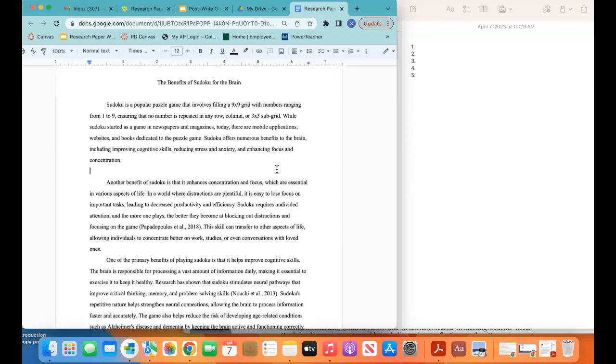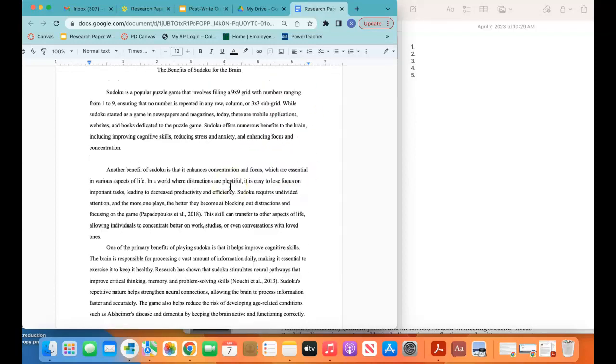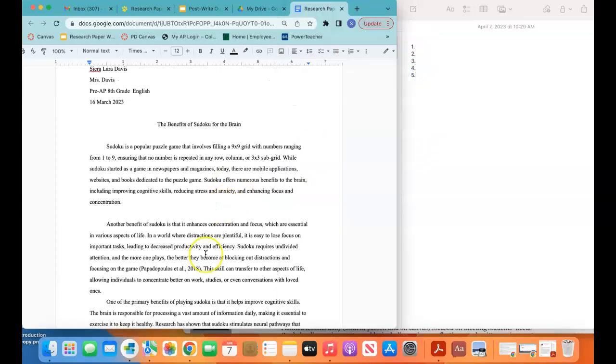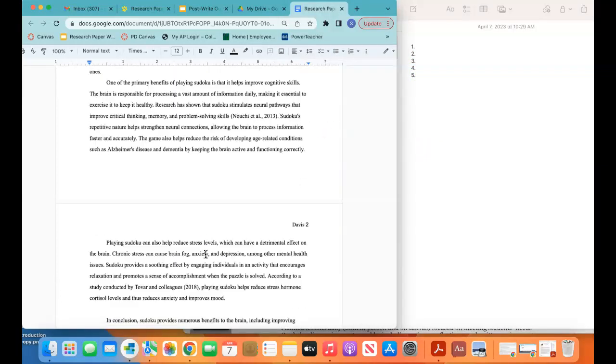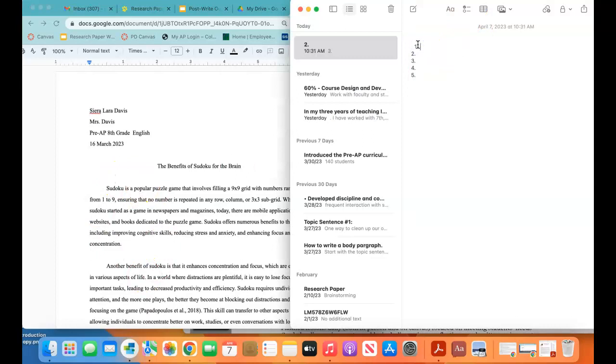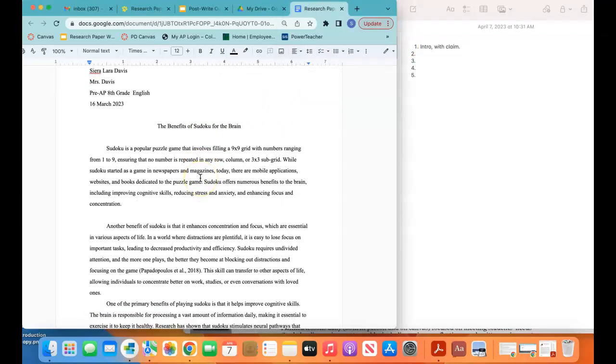So the first thing is you're going to number your paragraphs. I have 5 here. As you can see, I've already numbered them. The next thing you're going to do is read each paragraph and write a summary. Now, the first paragraph should be just an intro, right? With claim. So I'm just going to reread my intro and make sure I have both of those things.